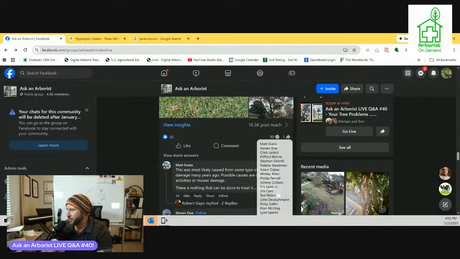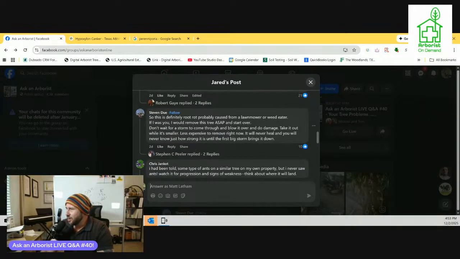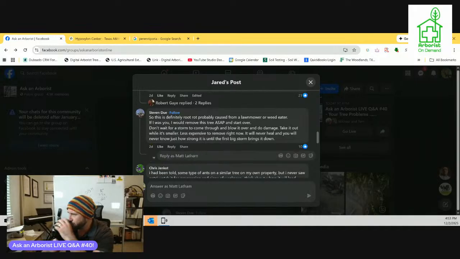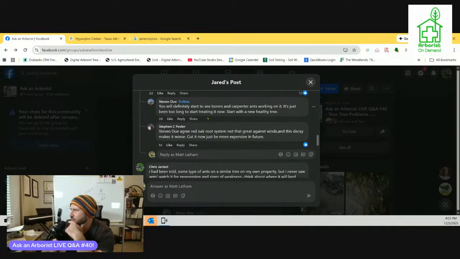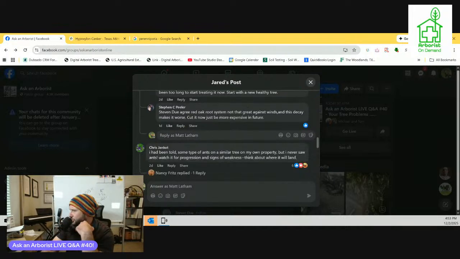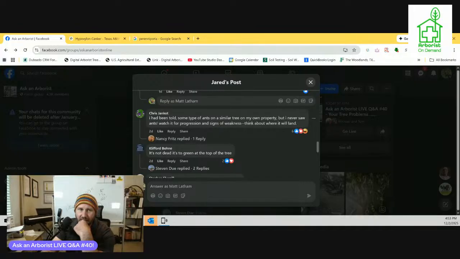Oh, wow. I'm not going to read everybody's. Lawnmower, weed eater. I would remove this tree ASAP. I don't know that I'd do that. You need a closer look. Don't wait for a storm to come through and blow it over and do damage. Take it out while it's smaller. No, just make the tree smaller is one alternative solution. It's just been too long to start treating it now. That's not true. Start with a healthy new tree. Not true. Agree, red oak root system's not that great against winds, and this decay makes it worse. Cut it now just to be more expensive in the future. Some sort of ant. That's not true.